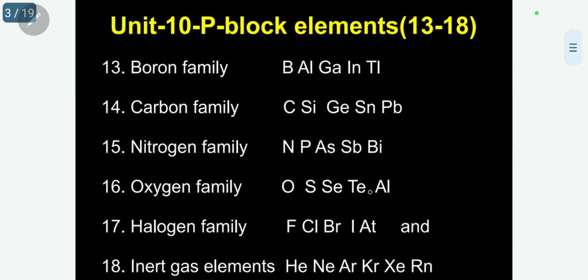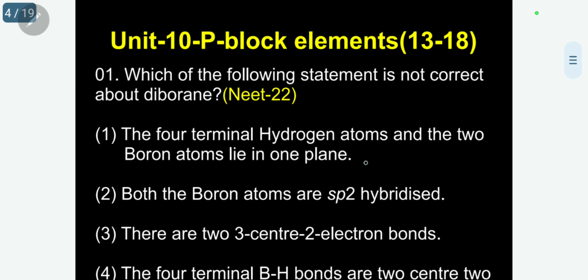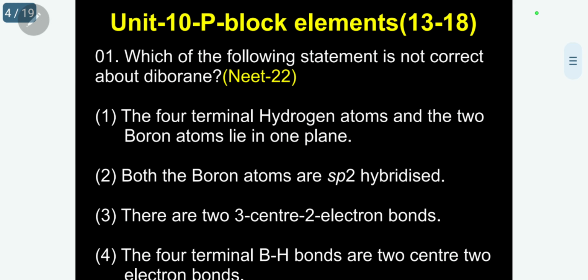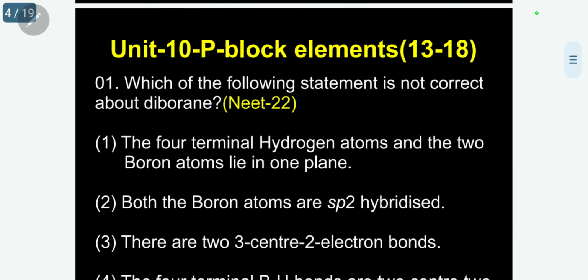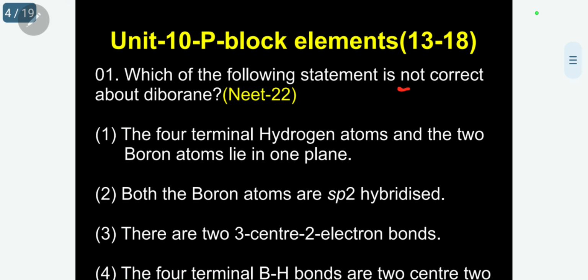Under the P block elements, we are going to discuss the questions asked between 22 to 25. The first question under this was asked in NEET 22. The question is, which of the following statement is not correct? 1. The 4 terminal hydrogen atoms and the 2 boron atoms lie in one plane.